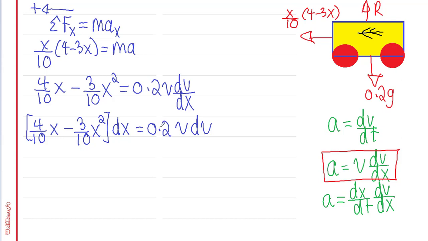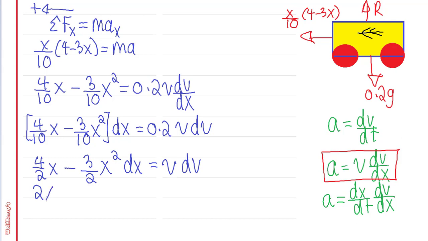Now the variables are separated, but I always like to put the numbers on one side and the v on the other side. So I'm going to take this 0.2 and divide both sides by 0.2, taking it over here. So 0.2 times 10 is 2, so that becomes 4 over 2 x minus 3 over 2 x squared dx equals v dv. Finally, let's simplify that fraction a little bit, so it becomes 2x minus 3 over 2 x squared, all multiplied by dx, equals v dv.